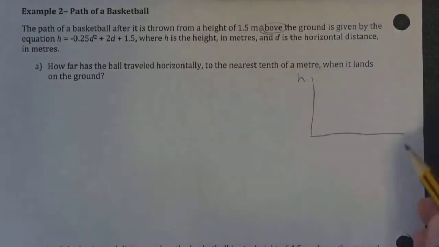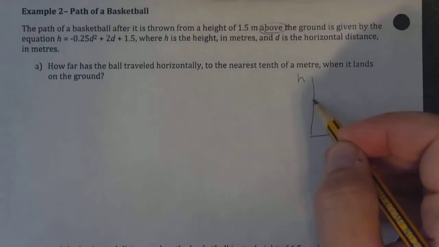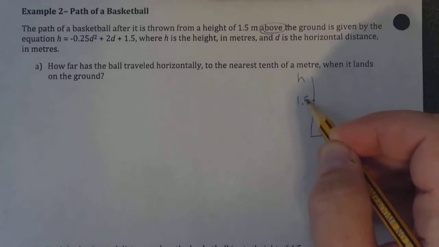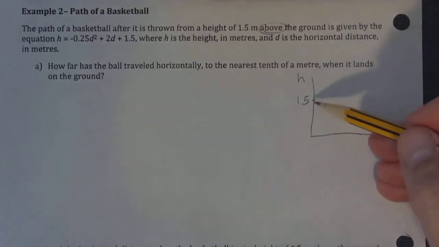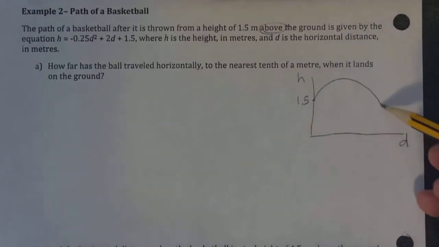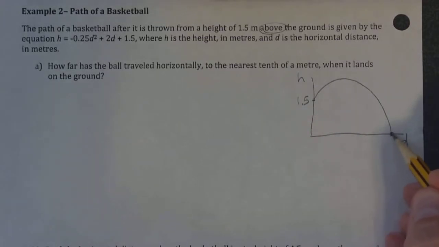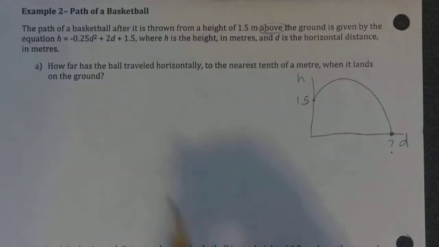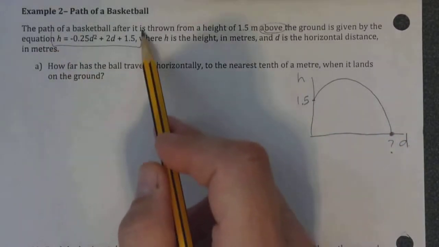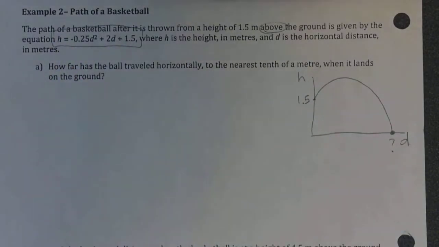That's height. That's the horizontal distance. It was thrown from 1.5 meters. Thrown up, obviously, and then it lands at some point. So they want this point right here, which is one of your zeros. When you're given an equation like this, you should automatically start thinking of quad formula.